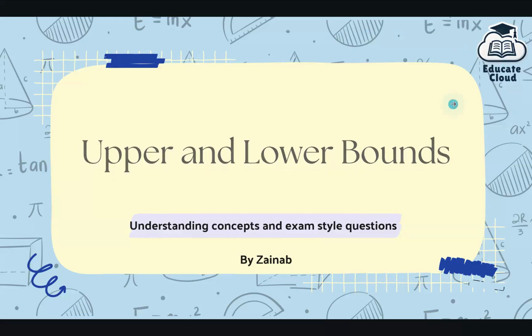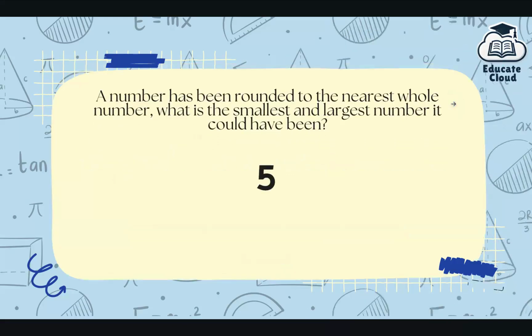So let's start with this. A number has been rounded to the nearest whole number. So what's the smallest and largest that the number could have been? Well, it's been rounded to the nearest whole number, so the smallest number that it could have been would be 4.5. And then the largest number it could have been would be 5.5. But 5.5 isn't included. So anything smaller, like 5.4999.